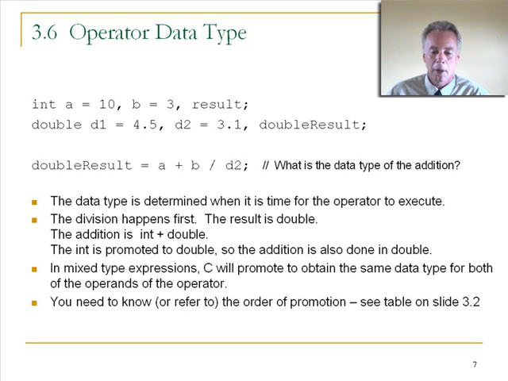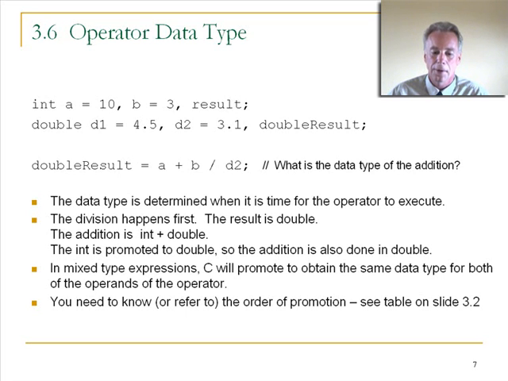Look at this example where we have A plus B divided by 2, and the question is, what is the data type of the addition? If you answer the question too quickly, you'll look at A plus B and say, well, the operands of the plus sign are both ints, so that's an integer addition, but it isn't. Which operator happens first? The division happens first, so we have B divided by D2. B is promoted to a double, so the division is a double, and the result of the division is also a double. So now the right-hand operand of the addition, we have A plus a double, so the data type of the addition is also going to be double.